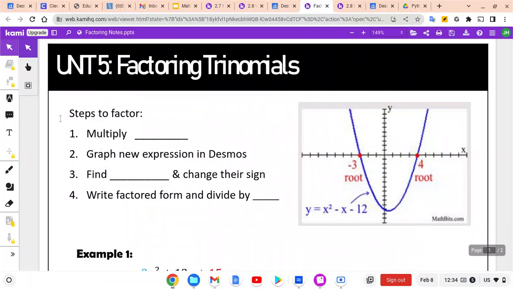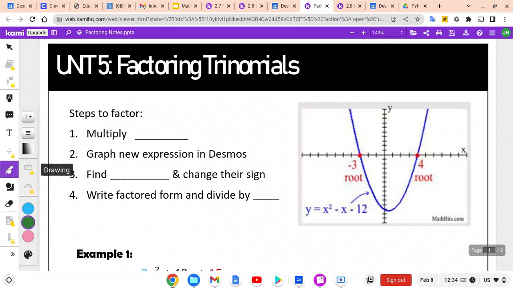Hello, everyone. This lesson is on factoring trinomials. Now, if you recall, trinomials have three terms. So we're going to be looking at quadratic trinomials. And basically, quadratic just means it has an x squared term as the leading term. So it's going to be of the form ax to the second power plus bx plus c, where c is some constant. All right, and x is the variable.